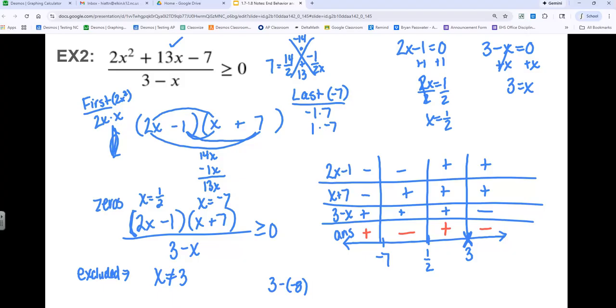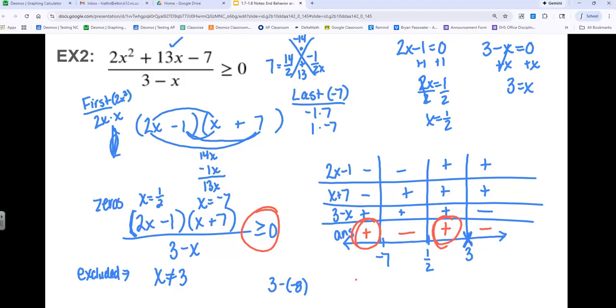So for this one, Delilah, which ones are our answers? The positives or the negatives? Positives, because we're looking at greater than or equal to 0. So we got positives here. And we have an or equal to sign this time. So we want to use brackets when we can, right?